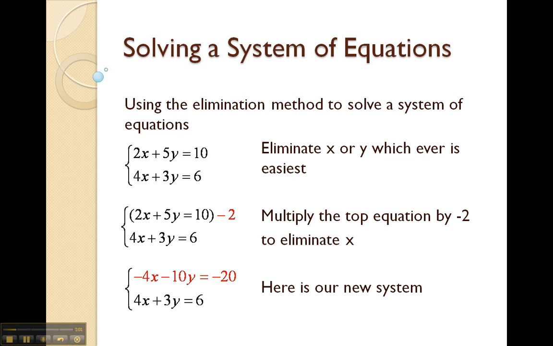equals -20. So again, take -2 times 2x, you get -4x. Take -2 times 5, you get -10. Take -2 times 10, you get -20. And here is our new system. So we're going to take that system, and now we're going to eliminate x.